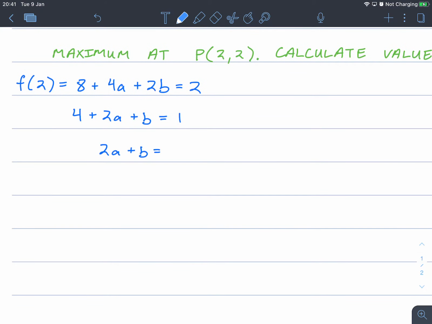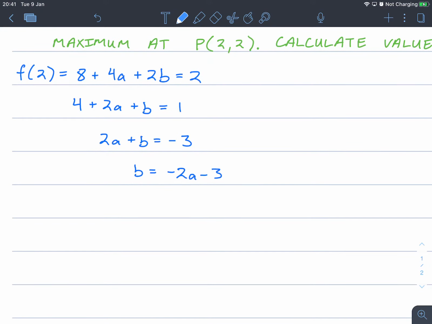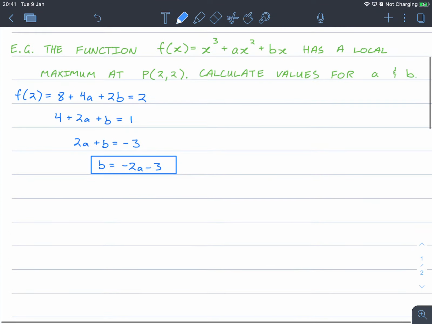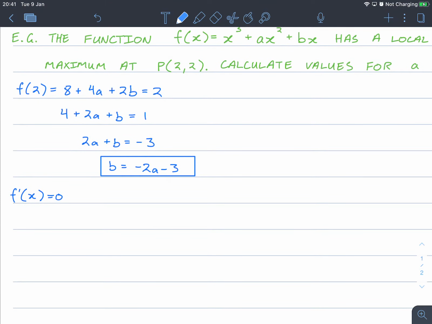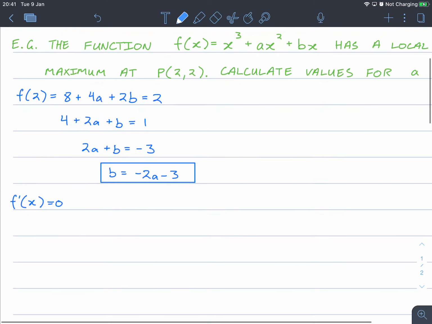2a plus b is equal to negative 3. b is equal to negative 2a minus 3. So that's as far as we can go with this information. So let's just leave it here for now. Let's now use the next piece of information that we have, a local maximum at this point here. Well, a local maximum means f prime of the value of x is equal to 0. Well, if that were the case, that means if this point is a maximum, if we substitute f prime, actually no, before we continue, we're going to need the first derivative.